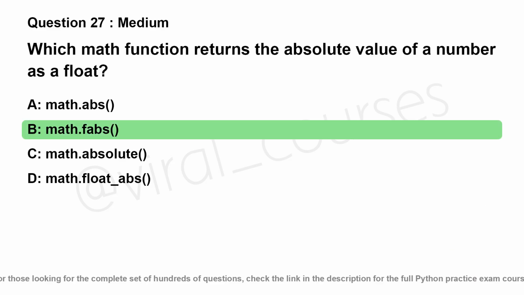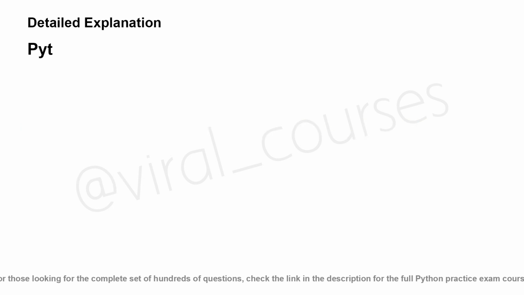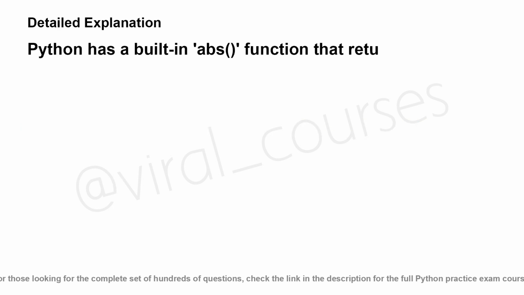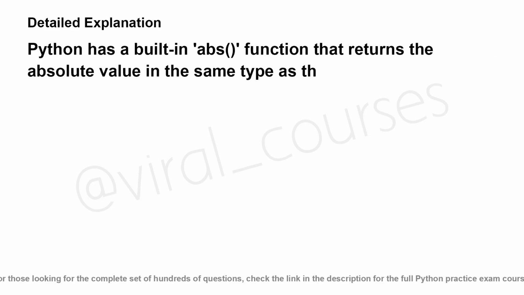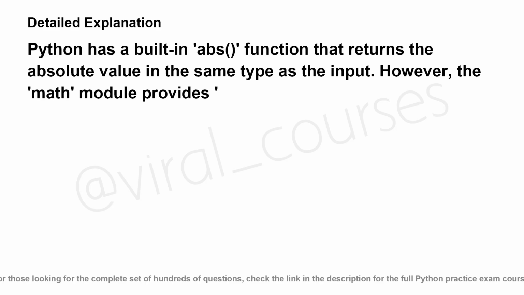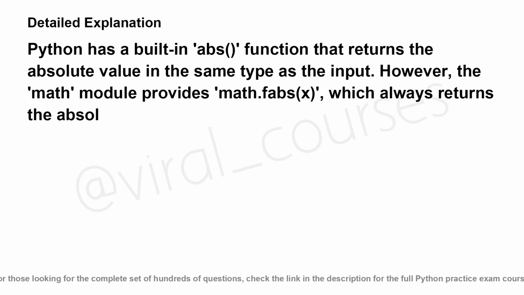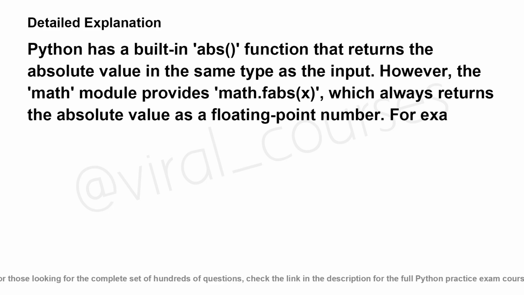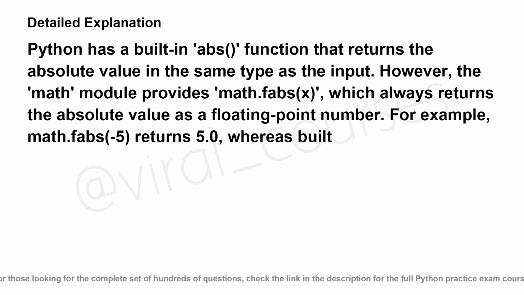The correct answer is B. Python has a built-in abs function that returns the absolute value in the same type as the input. However, the math module provides math.fabs(x), which always returns the absolute value as a floating point number. For example, math.fabs(-5) returns 5.0, whereas built-in abs(-5) returns 5.